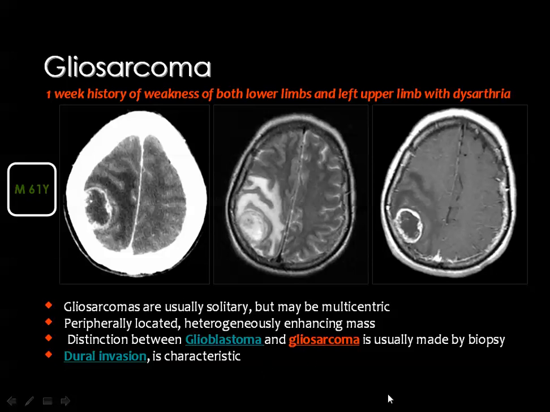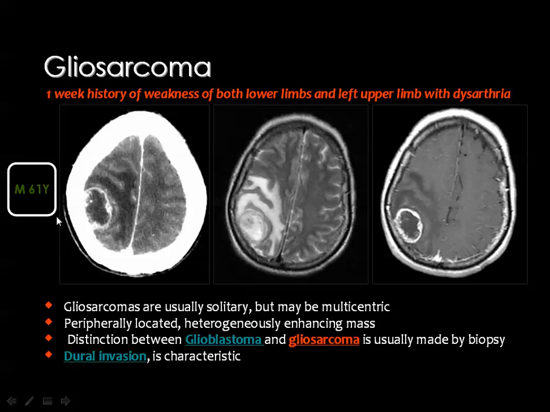And gliosarcoma is a tumor which is usually peripherally located, heterogeneously enhanced, similar to the glioblastoma multiforme. And the distinction between glioblastoma and the gliosarcoma is usually made by biopsy. You cannot reach the diagnosis of this tumor on imaging basis. This tumor has characteristic invasion of the adjacent meninges.